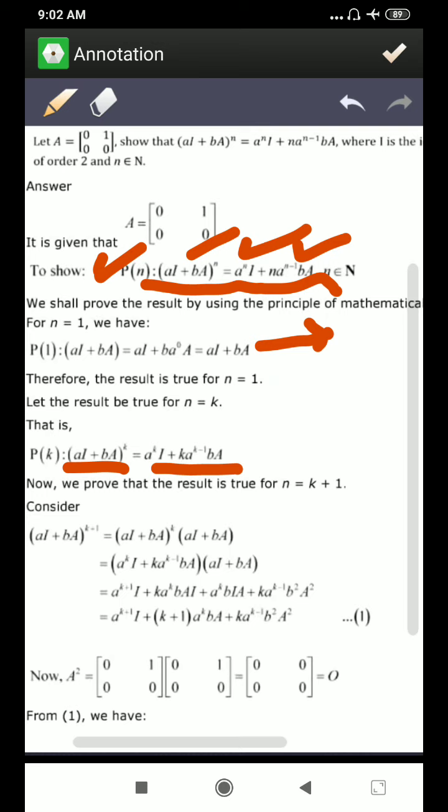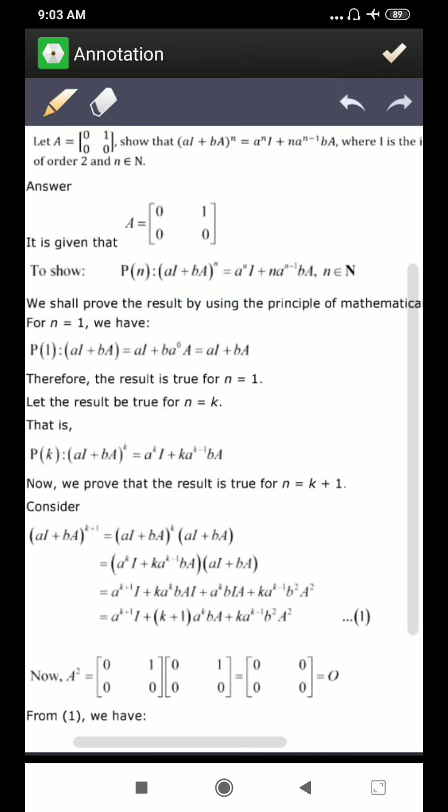Now we'll find Pk plus 1. Statement Pk plus 1. So in the same expression, we'll replace n by k plus 1. So I will take the left hand side by replacing n by k plus 1, and I will prove the right hand side. If the left hand side becomes equal to the right hand side, we can say this will be true for all the natural numbers. So to write Pk plus 1, I have taken the left hand side, and in the left hand side, I will replace this n by k plus 1. So it will become (AI plus BA) raised to power k plus 1.